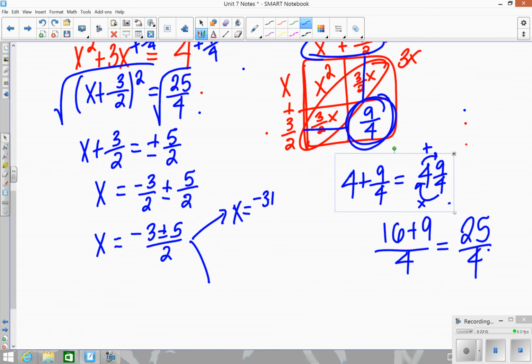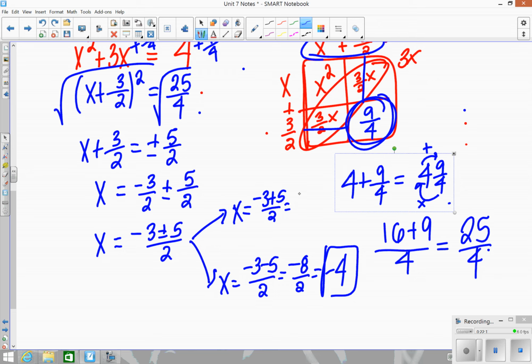Negative 3 plus 5 over 2 and negative 3 minus 5 over 2. So we have negative 8 over 2 gives me negative 4. And up top we have 2 over 2, which gives me 1. So those are my two answers.